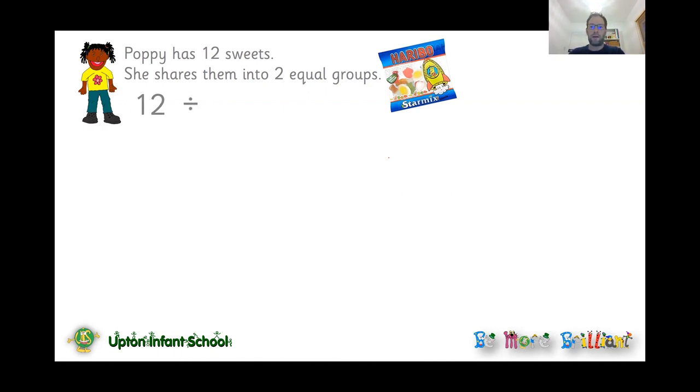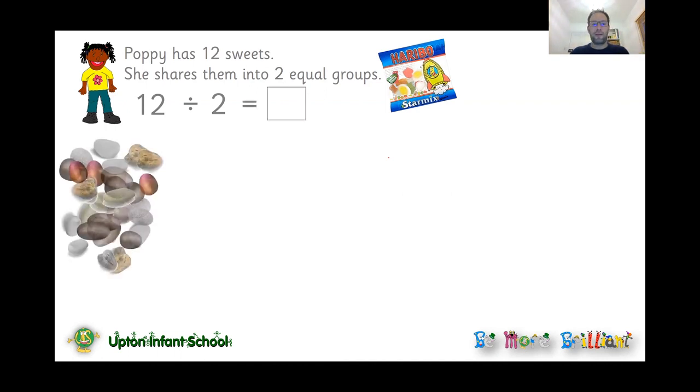Here's my divided by sign, like that. And then there's my 2 equal groups. So we need to find the answer to 12 divided by 2. Right, I'm going to need to count out 12 pebbles, and I'm going to pretend they are my sweets.